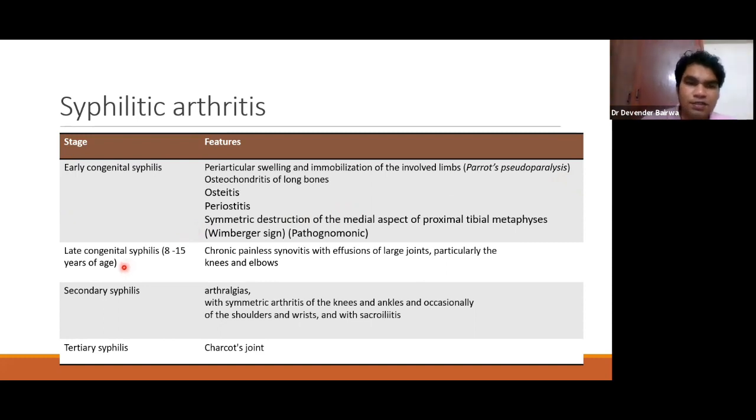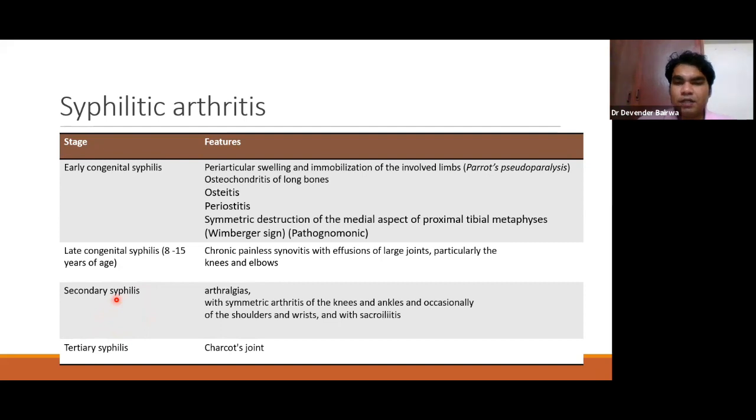Late congenital syphilis generally develops at 8 to 15 years of age, and in those cases, you can develop chronic painless synovitis with effusion of large joints, that is known as Clutton's joints. Particularly the knee and elbow will be involved. So there will be painless swelling of these joints with effusion, no pain, and these are known as Clutton's joints. In case of secondary syphilis that occurs because of hematologic spread, you can find arthralgia.